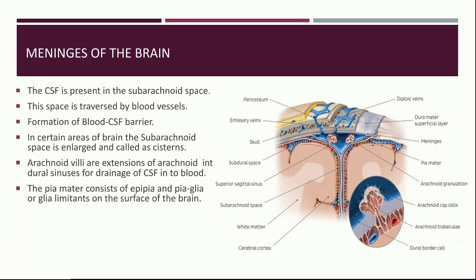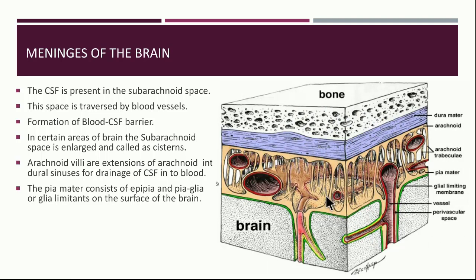Next, coming to the pia mater. If you look at the pia mater, it mainly consists again of two layers. One is the epipia, and then the outer surface of the brain. The neural tissue is again covered by a layer of glia, and that is why it is called glia limitans on the surface of the brain.